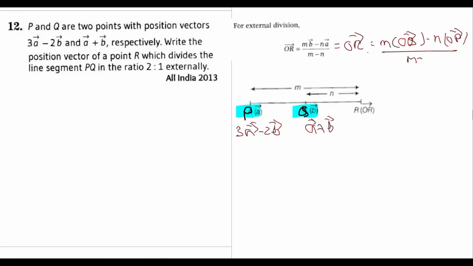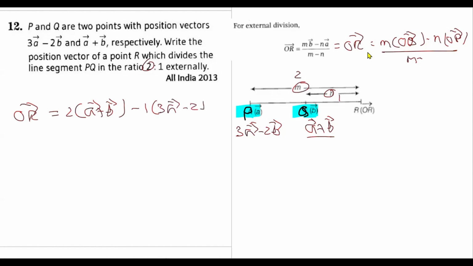So we can simply plug in the values here. The OR vector is OQ vector times M, and as you can see the ratio is 2:1 externally, so M is 2. So this is 2 times the OQ vector, which is A vector plus B vector, minus 1 times, as N is 1, the OP vector, which is 3A minus 2B, divided by M minus N, that is 2 minus 1.